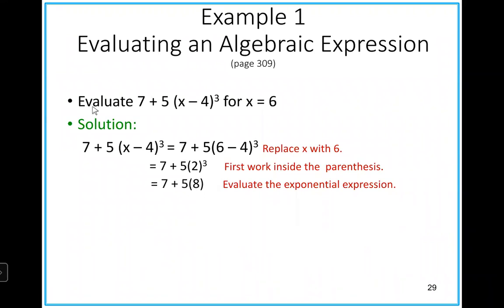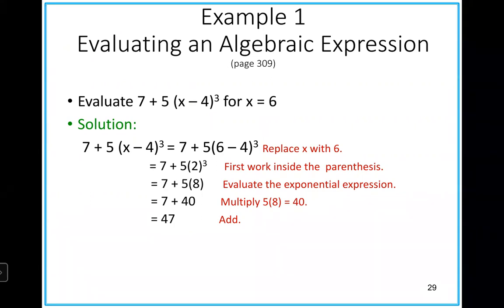Okay. So 2 to the third power is 8. And then you do the multiplication, 5 times 8. Multiplication and division are done before addition and subtraction. 5 8s are 40. And then finally you do your addition. 40 plus 7 equals 47. And that's your final answer for that question.